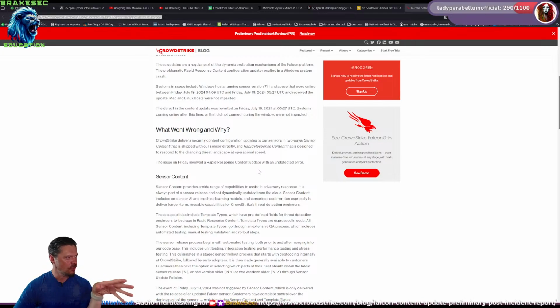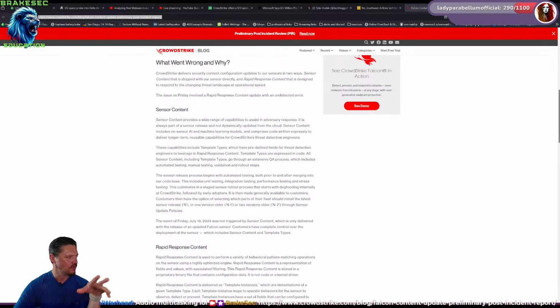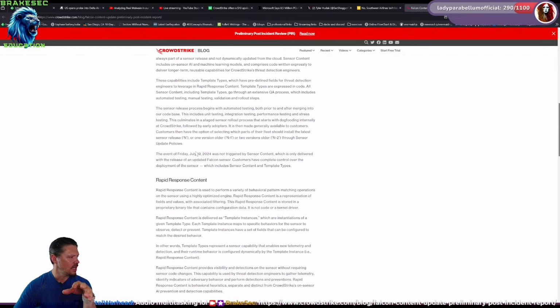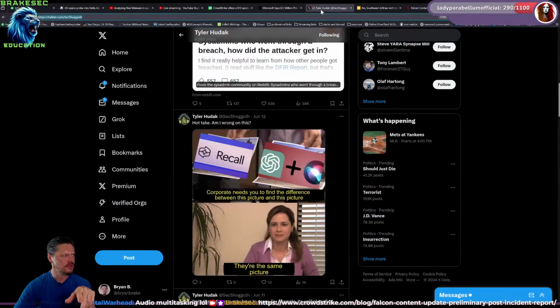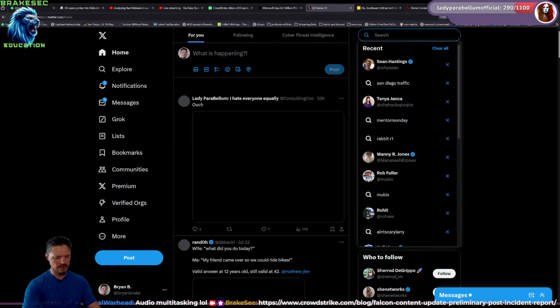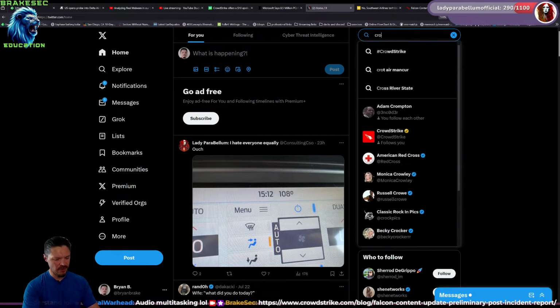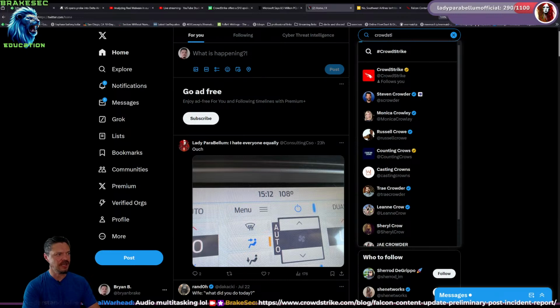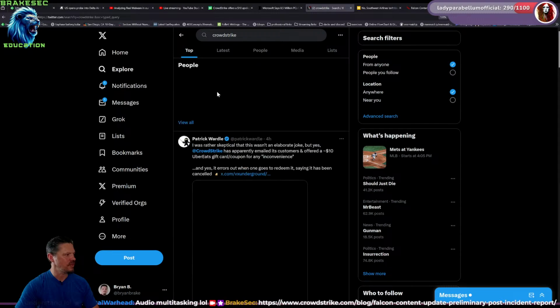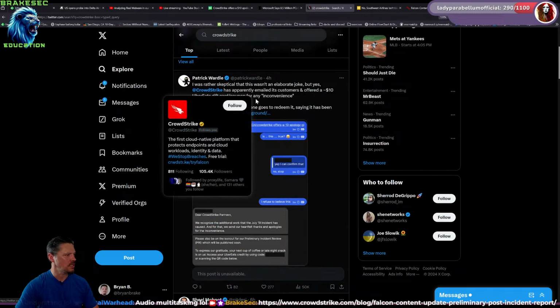Post-incident discussion from CrowdStrike on their blog: sensor content, wide range of capabilities. The event on 19 July was not triggered by sensor content, which was only delivered with the release of the Falcon sensor. There was a discussion on Twitter about it being like a null pointer kind of thing. Let me go see CrowdStrike. Somebody had written up a nice write-up, somewhat technical. Let's see if I can find it. It was fairly complicated.